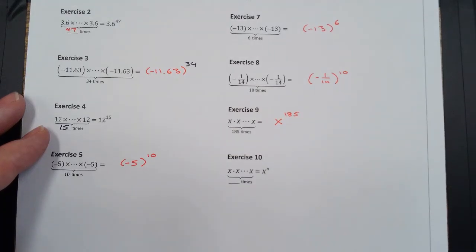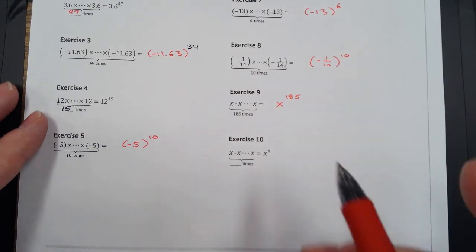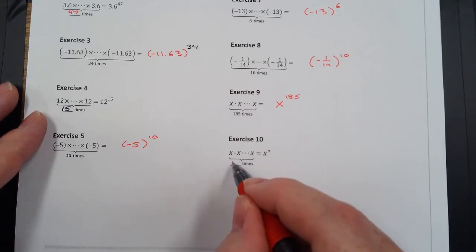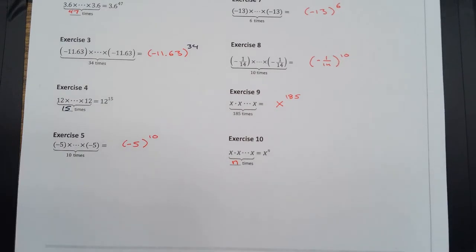That's exactly it, the only difference is we're using a variable instead of a number. Do not let the variable scare you. We have x as the base. How many times? n times. That's it. That's good. We got it.